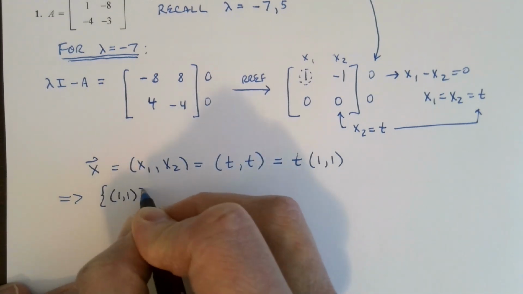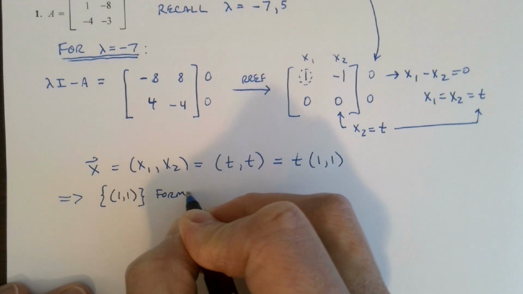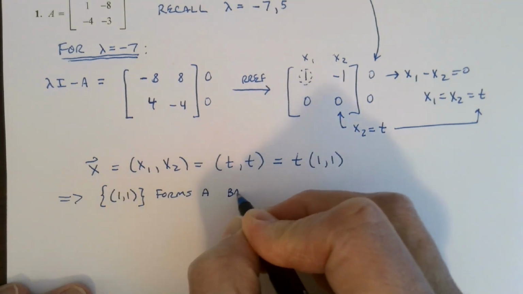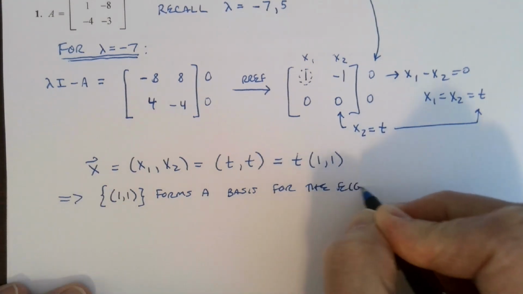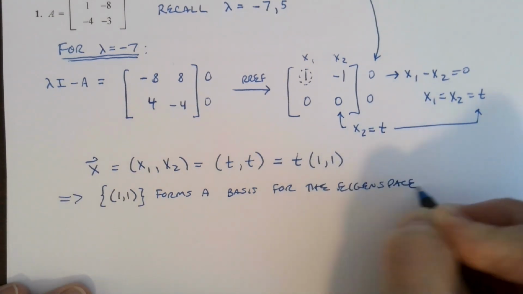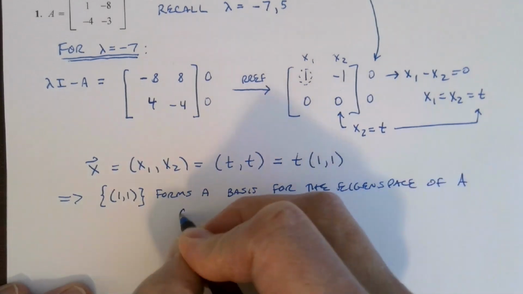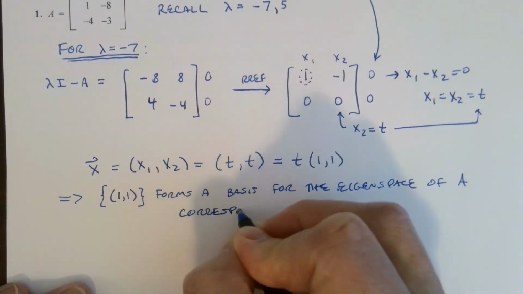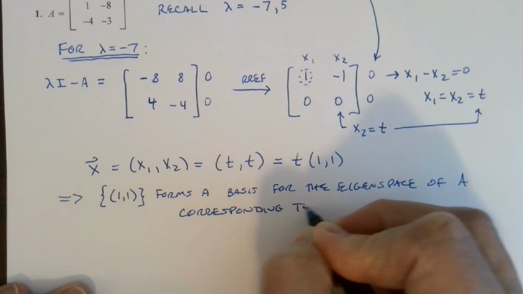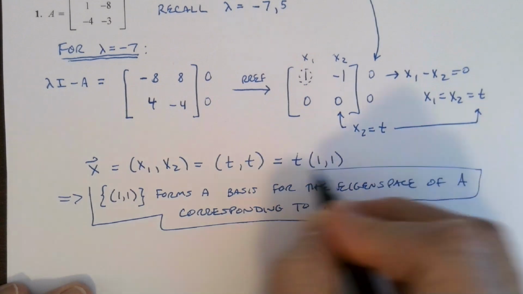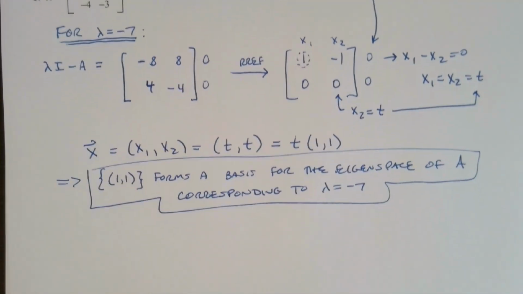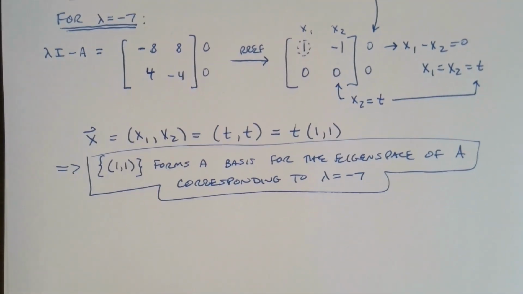This one vector forms a basis for the eigenspace of A, corresponding to lambda equal -7. Right. Now, of course, what's the dimension of this vector space? Obviously 1.